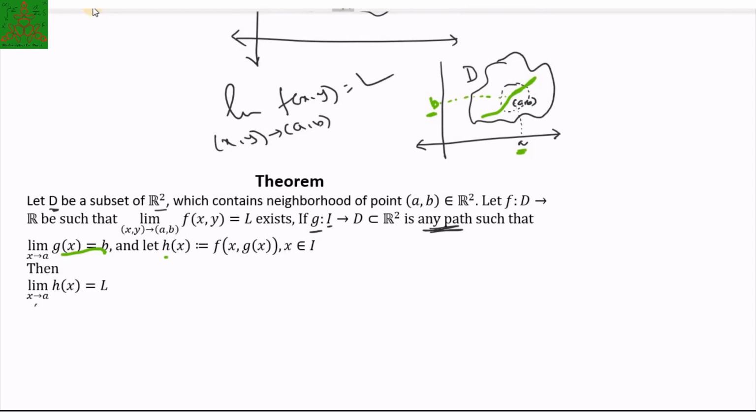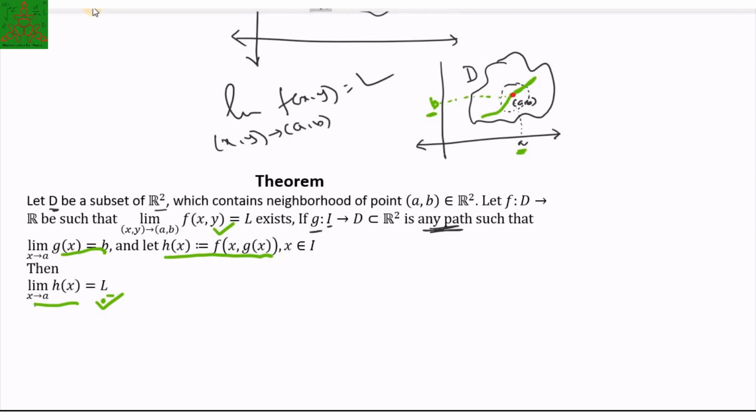And you have a function h which you define as x, whatever the function of g of x. If it is there, then you can say that the limit of this h of x is L. So whatever the limit of this function, it is the same as the limit along this path as x tends to A. That means if you choose any path passing through this point AB, that will always have the same answer.